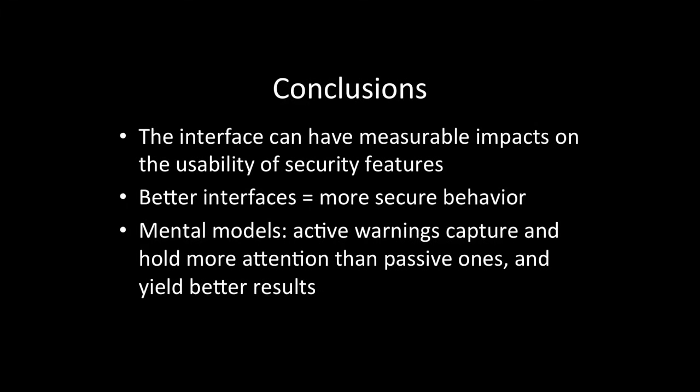The conclusions that we can draw from this are, first, that the interface can have measurable impacts on the usability of security features. In this case, we saw that, for example, Firefox's phishing warning was far more effective than any of the other ones. And this shows us that better interfaces lead to more secure behavior. We have an empirical study that proves that, and we have a nice tie-in from mental models that shows that active warnings are able to capture and hold more attention than the passive ones, and thus they yield better results. In short, user behavior is more secure.